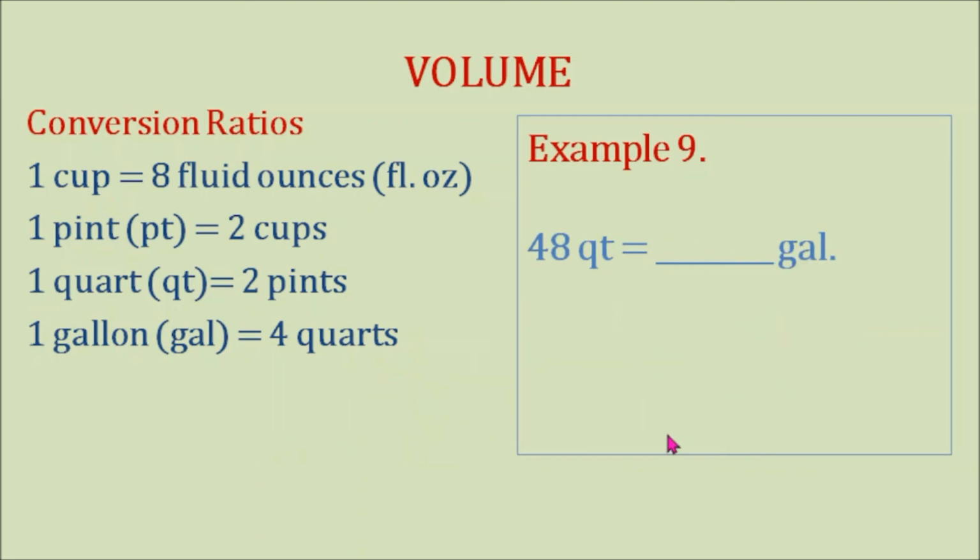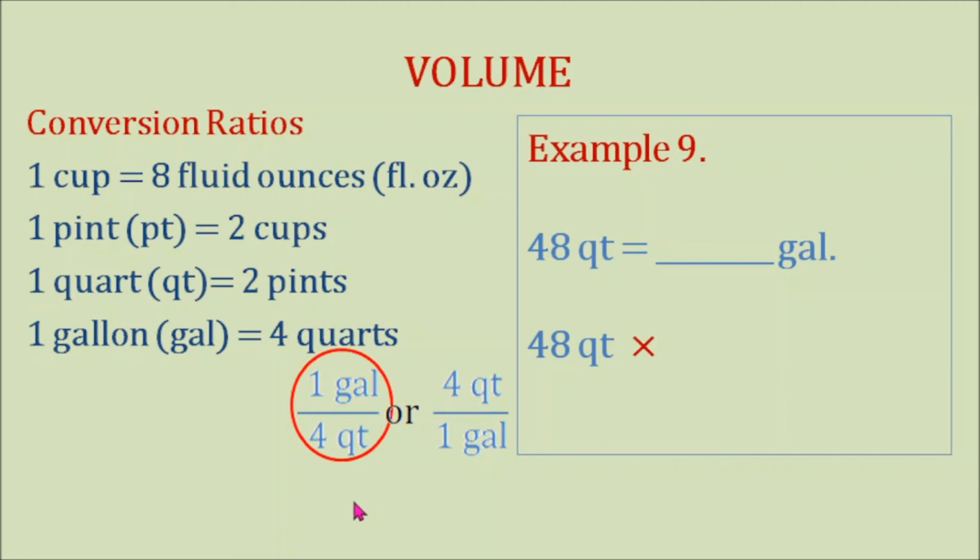Example number 9. 48 quarts equals how many gallons? Again, we are going to write down the unit that we are going to convert. That's 48 quarts. And then multiply by a conversion ratio. From our list, we have 1 gallon equals 4 quarts. So that means we have two choices: 1 gallon over 4 quarts, or 4 quarts over 1 gallon. We need the one that shows quart on the denominator. That means we are going to use 1 gallon over 4 quarts.